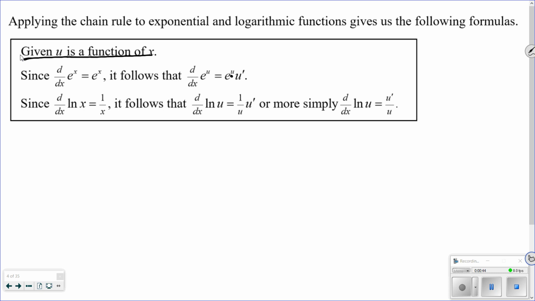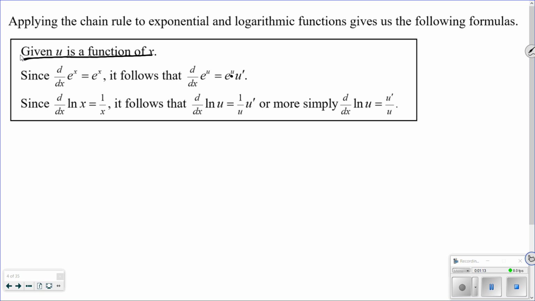We know the derivative of ln of x is 1 over x. So if I take the derivative of ln of u, and u is a function of x, again not just an x in there anymore, then I end up with 1 over u, but I have to multiply it by the derivative of the inside. That's your chain rule, right? Times u prime. A lot of times you could just write it this way: when you take the derivative of the ln of u, you end up with u prime over u. So the derivative of the inside on top, the inside on the bottom.